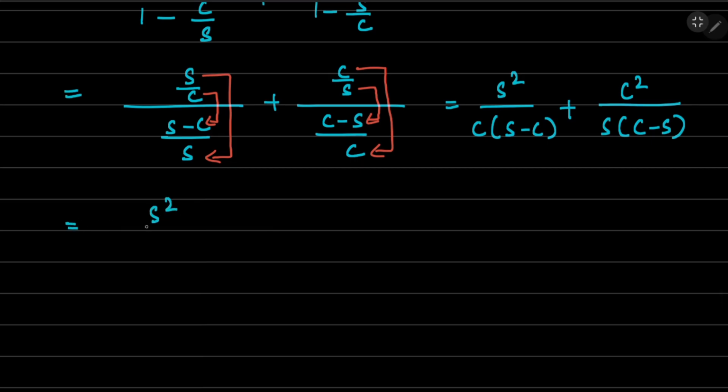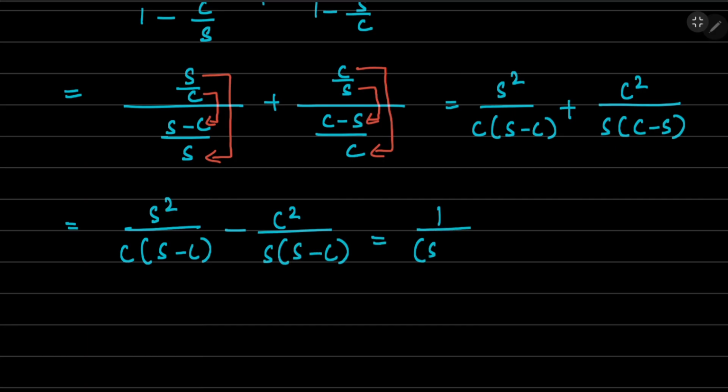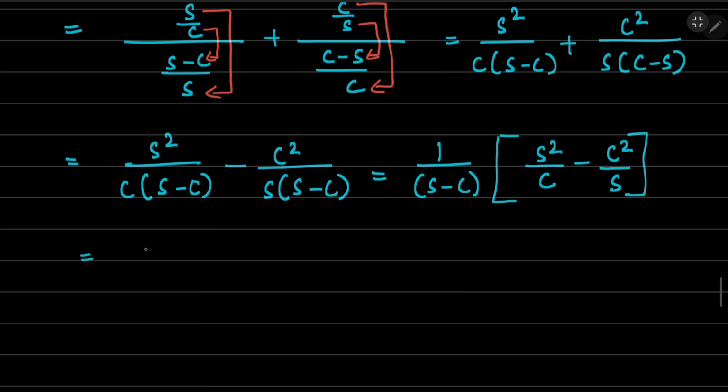So here you'll have sine square divided by cos multiplied by sine minus cos, minus 1, so cos square divided by sine multiplied by sine minus cos. You can take 1 over sine minus cos common, and what will be left inside is sine square divided by cos minus cos square divided by sine. Now take the LCM inside. Outside you have 1 over sine minus cos theta. When you take the LCM, it is just cos into sine, so you have sine cube minus cos cube.